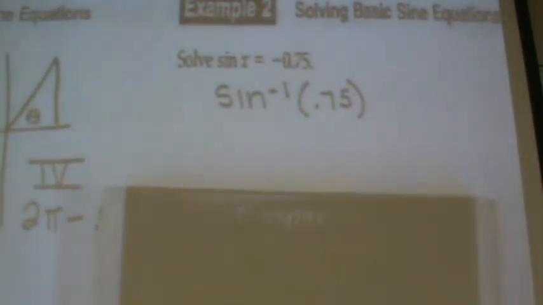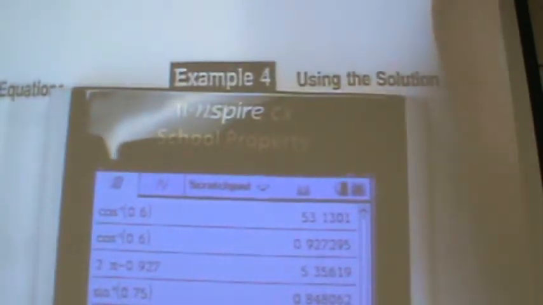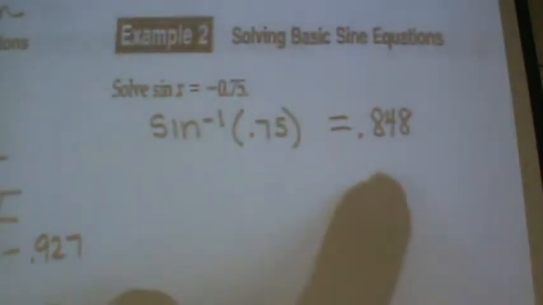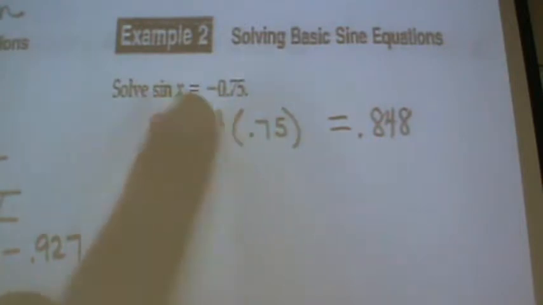So ignore the negative. If you see a negative, you're going to hit trig, and then 0.75. And get your answer. I got 0.848. Now, is that the answer? Not even one of them. Because I want to be negative.